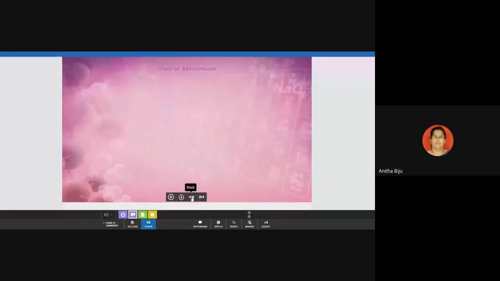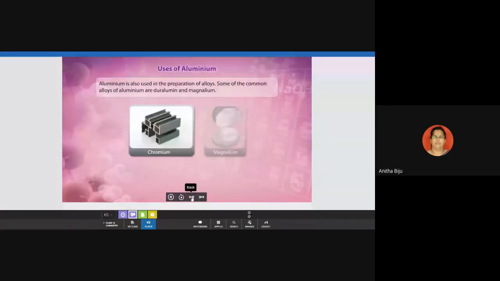Another example you can remember, alloy. It is used for the manufacture of permanent magnets. For example, Alnico. Alnico is the alloy used for making permanent magnets, and the components of Alnico are aluminium, nickel, cobalt. Easy to remember. Alnico. Aluminium, nickel, cobalt. Okay. This is all about the uses of aluminium.